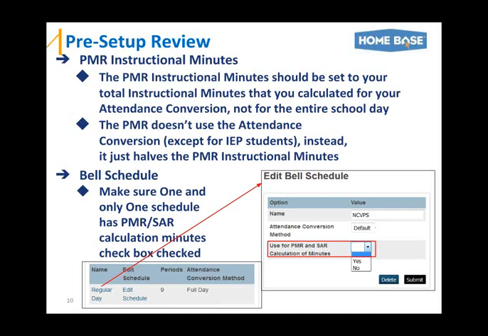I've had a lot of people say, well, I left mine blank and it's okay. It never gave me any errors. Well, you didn't get the correct calculation either. Because if you leave it blank, or you say no to everything, it looks at all of your schedules and averages them out. So you're not going to get the same calculation that you think you're going to get. So I would find your most regular day, regular bell schedule, and set that use for PMR to a yes.